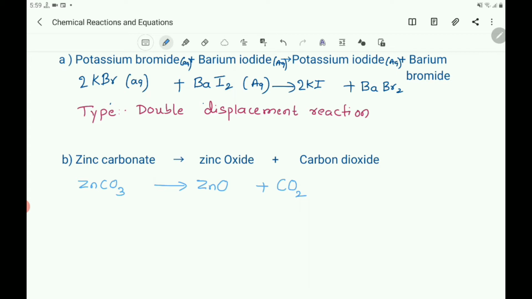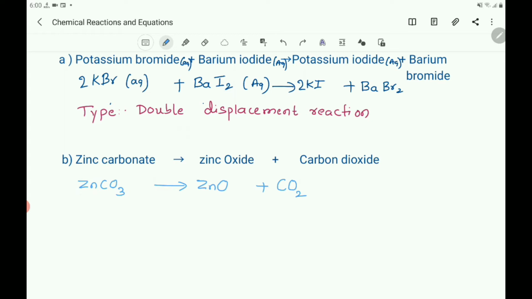And observe the reaction. Verify whether it is balanced or not. Count the number of atoms. Here in ZnCO3, the number of oxygen atoms is 3 on the reactant side, and on the product side also 2 plus 1, there are 3 oxygen atoms. There is 1 carbon atom on the reactant side and 1 carbon atom on the product side. Zinc also 1 and 1. So here it is already a balanced chemical equation.